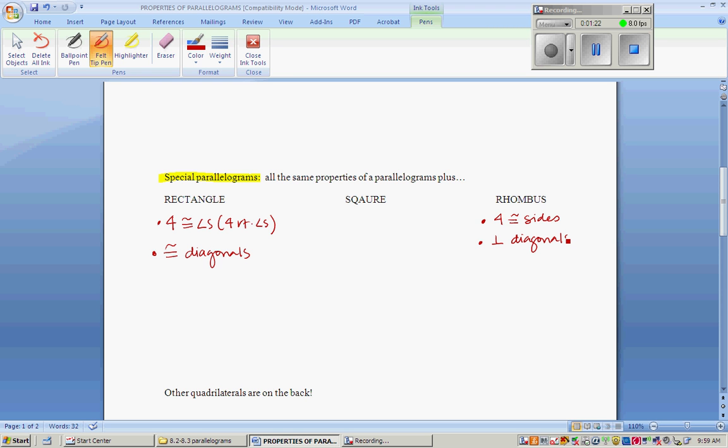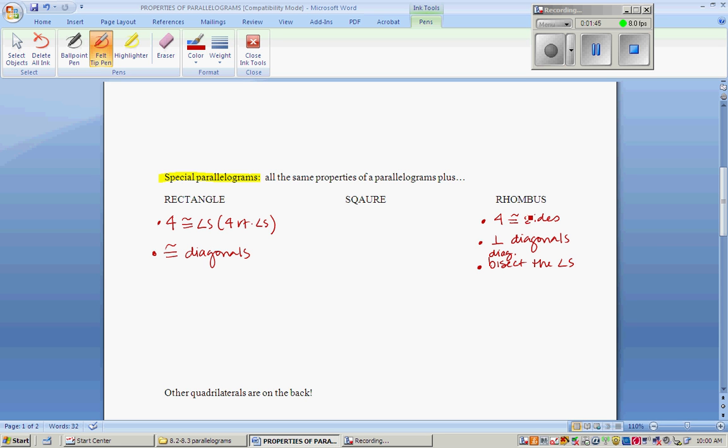Since a parallelogram's diagonals bisect each other, if you add perpendicular to the mix, then they are perpendicular bisectors of each other. And they also are angle bisectors. They bisect the angles. So diagonals bisect the angles.